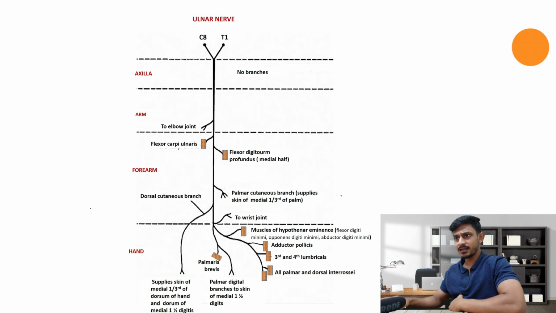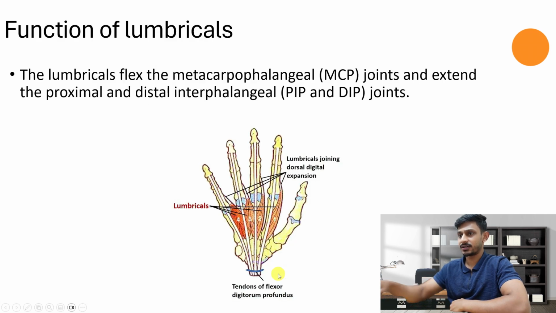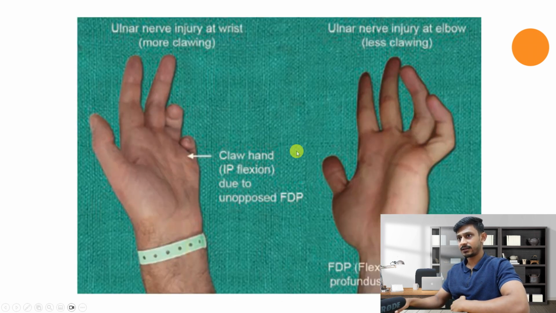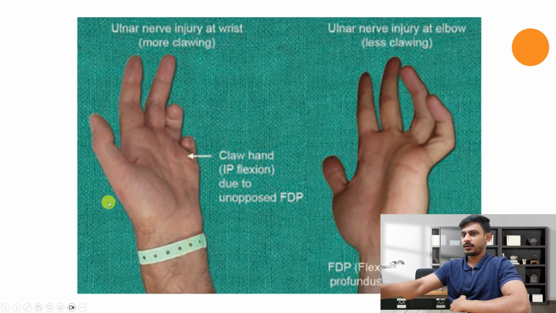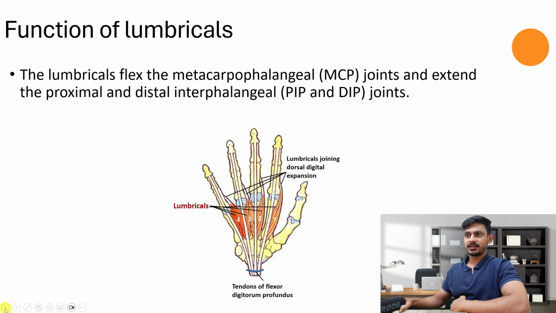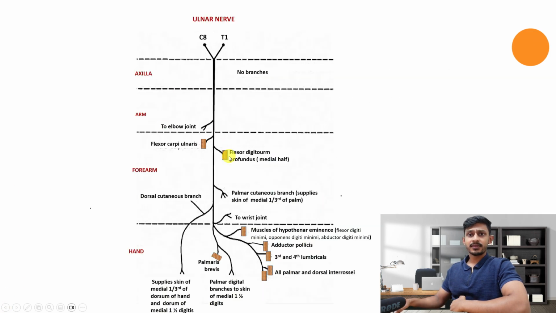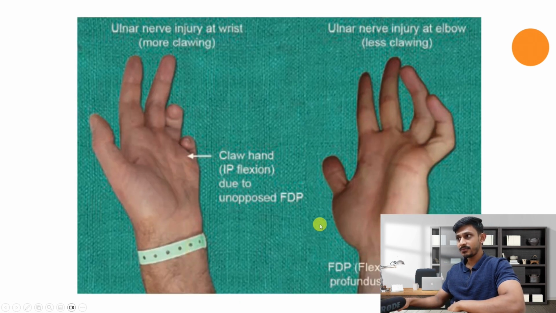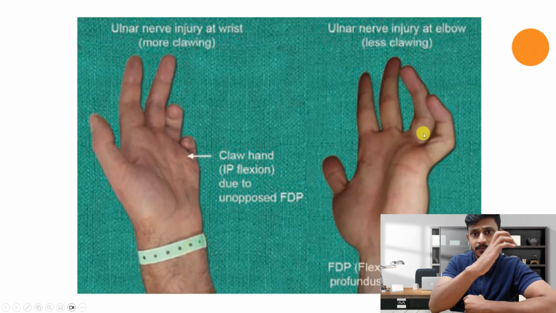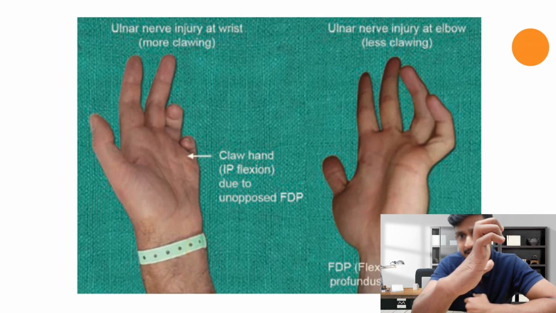Now, imagine, I'll show you with another image. It will be like this, more clawing, in an injury at the wrist. Whereas if the injury is at the level of the elbow, the nerve supply to the FDP is also gone, FCU is gone, and the third and fourth lumbricals are gone. So it will be opposite to the function of the lumbricals, where there will be hyperextension at the MCP and slight flexion at the PIP and DIP.